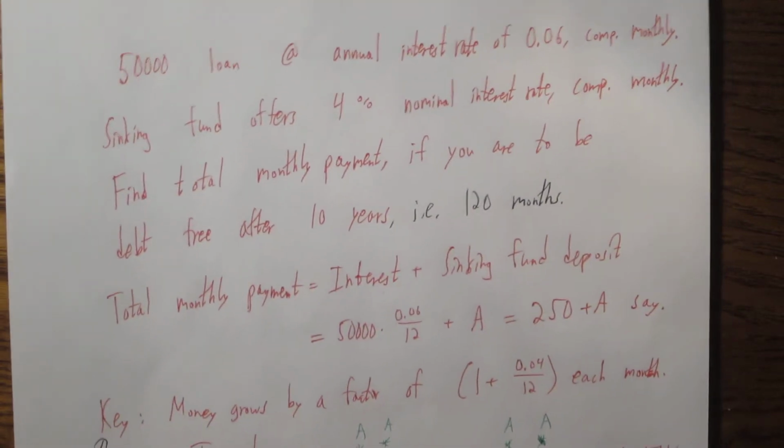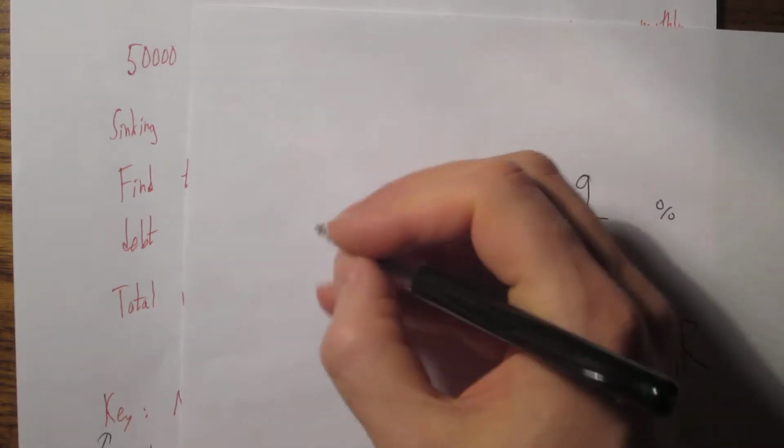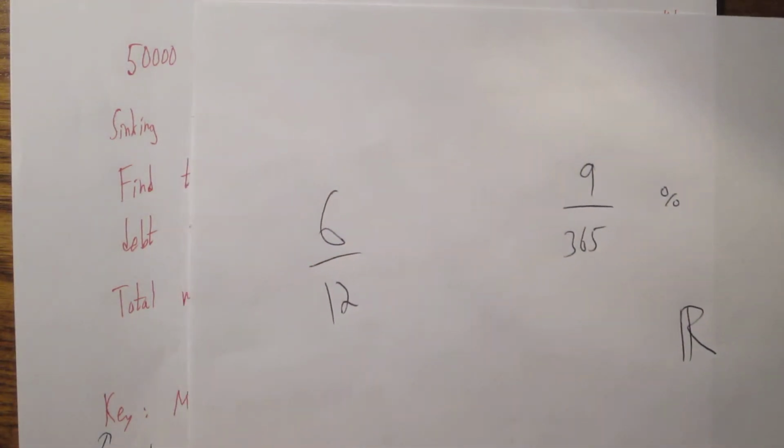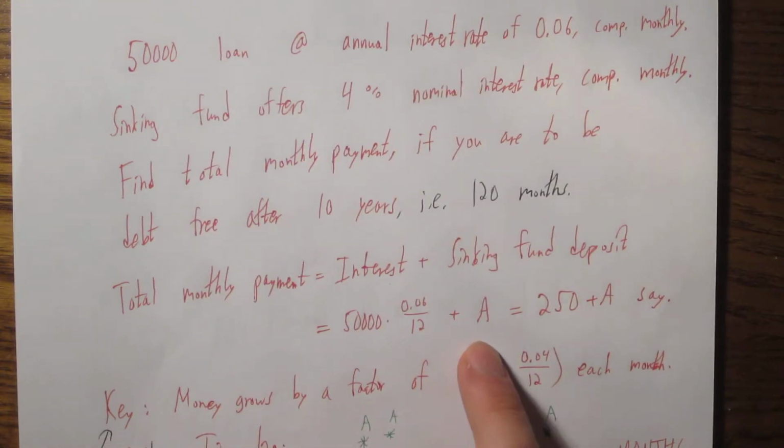So in the sinking fund method, part of your monthly payment goes towards interest. In this case, it's 50,000 times 0.06 over 12, because each month you pay 0.5% in interest. Plus A, say, where A is how much you put into the sinking fund each month. Introduce a letter for unknown quantities. How do you find A?